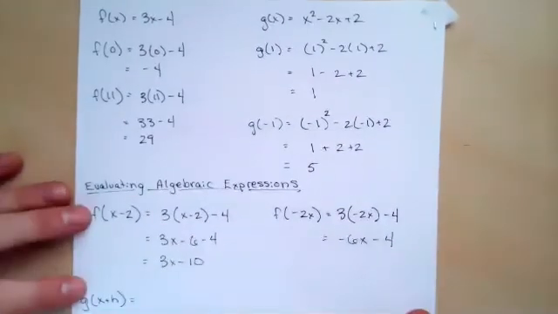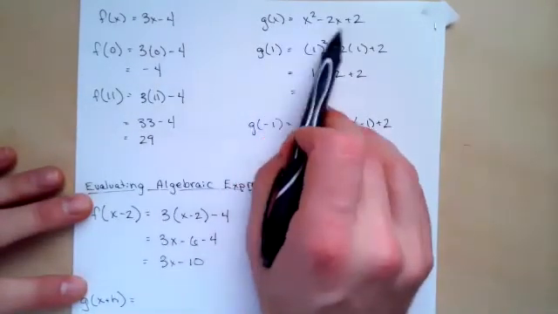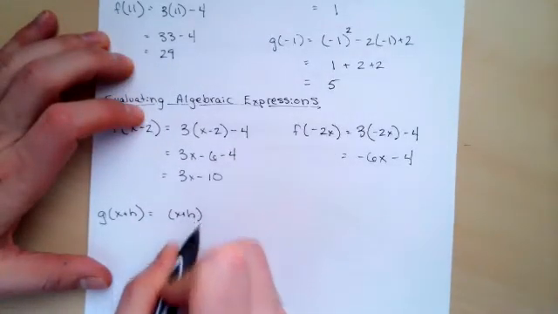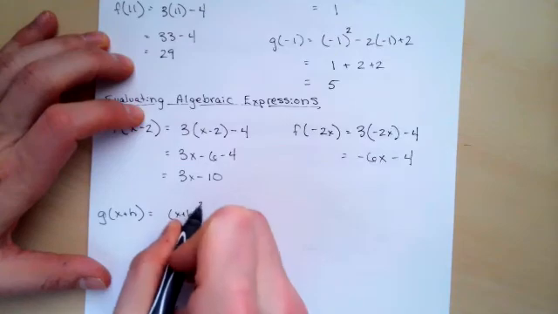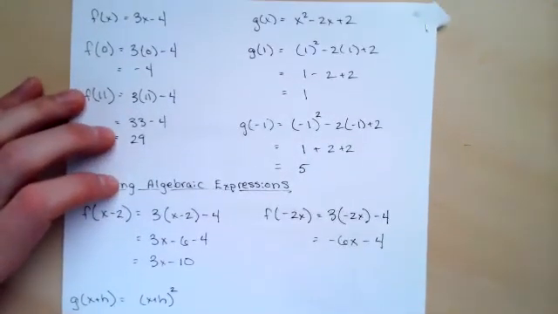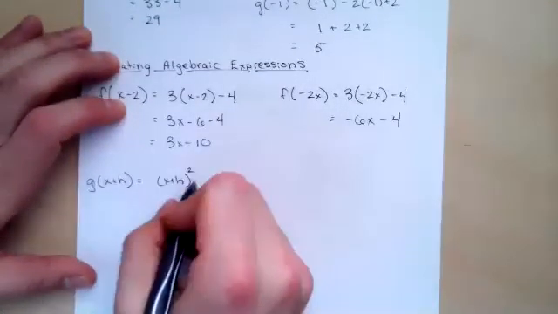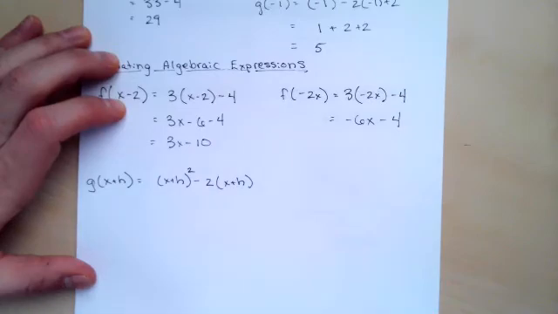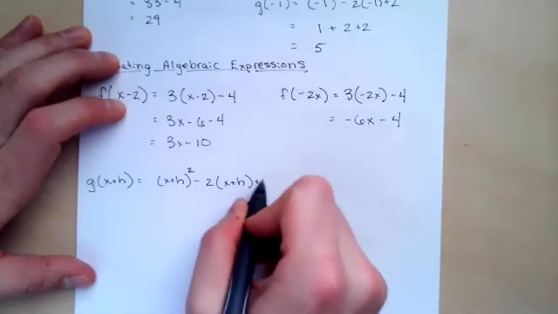So remember, our g of x is a bit more complicated. We've got squares in here. And wherever we see an x, we're simply going to put an x plus h. So that x plus h has to go in parentheses, squared. Then we have a minus 2x. So that'll be a minus 2 now times x plus h in parentheses. And then the last term was just plus 2.